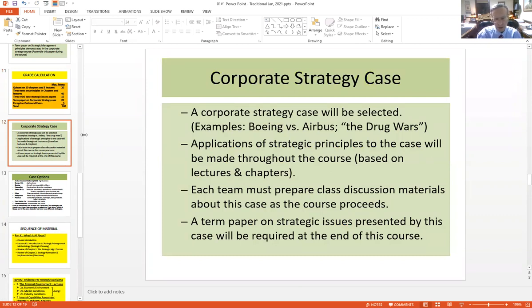So we've already talked about the corporate strategy case. There are lots of examples that I could have chosen. Many of the cases that I've used in the past have rivalry. For instance, Boeing versus Airbus, the drug wars where all the drug companies compete against each other. But they're really fascinating, or they can be. And what we want to do as we go through the course is apply strategic principles from the textbook and the lectures to this John Deere case.